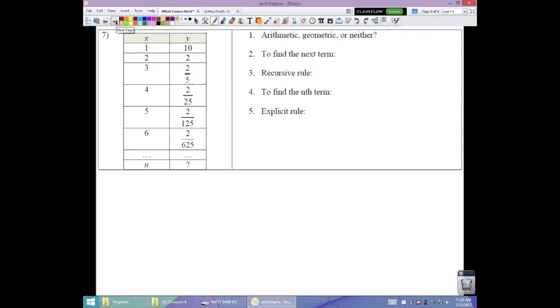Number 7, more fractions. So if you can't tell right away what's going on, let me write this down: 2 over 625 divided by 2 over 125. To divide fractions, if your calculator's not handy, you multiply by the reciprocal. So these 2's cancel. 125 over 625 reduces to 1/5.